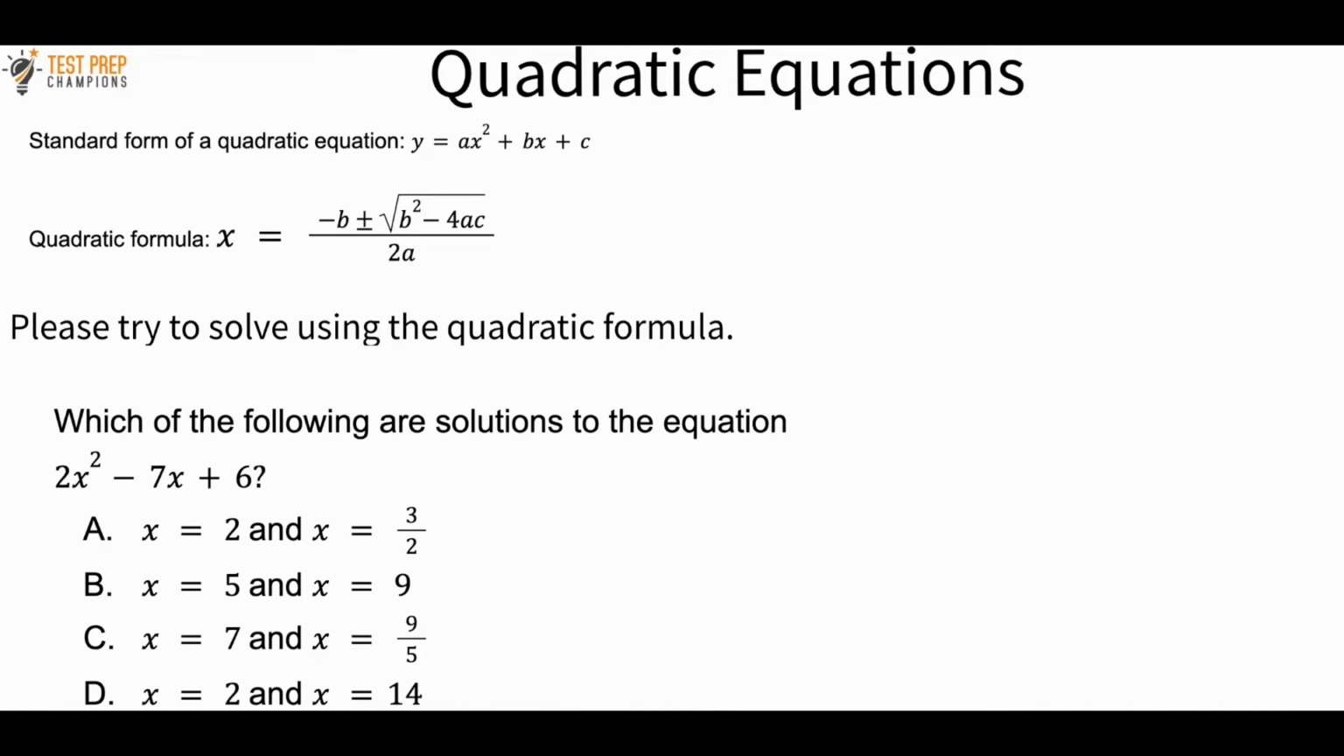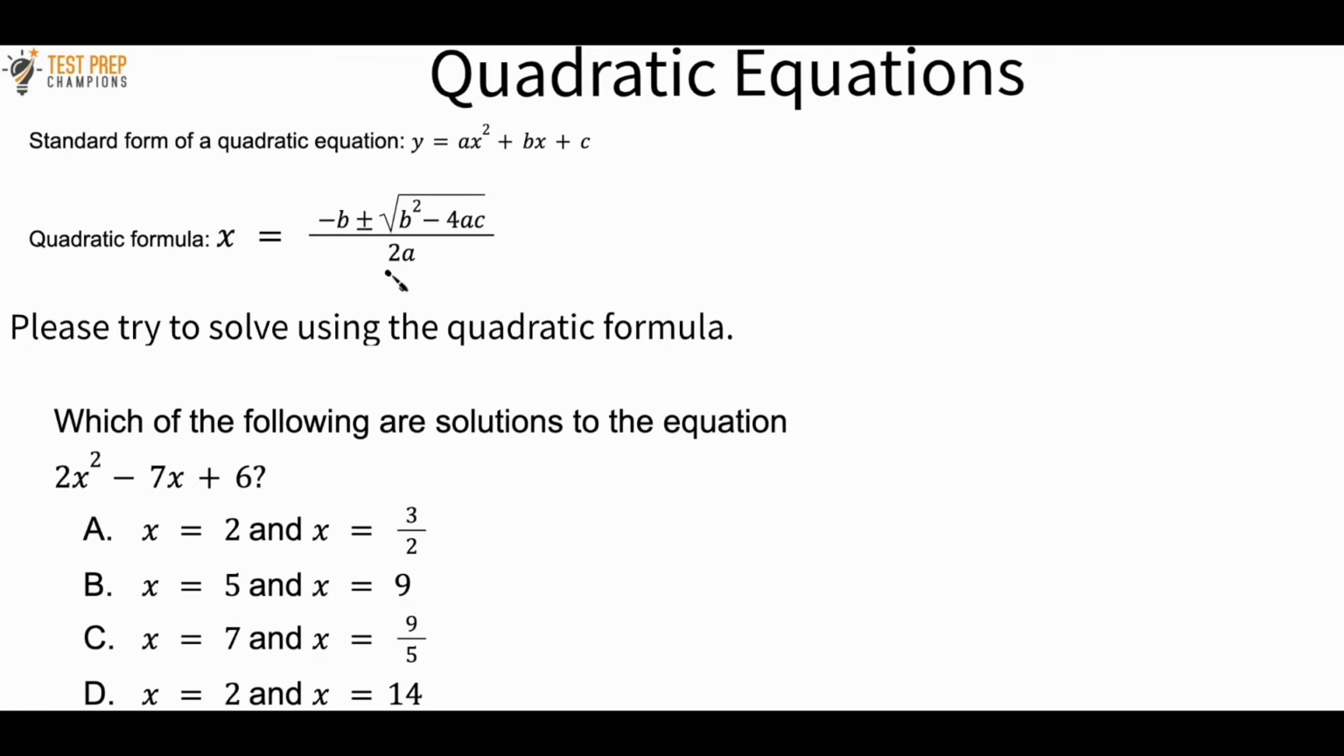So my two solutions here are x equals 2 and x equals 3 over 2, so A is the correct answer here. So this time, let's solve which of the following are solutions to the equation 2x squared minus 7x plus 6 using the quadratic formula. Please try this if you'd like to. Let me give you a chance to pause the video and try it using the quadratic formula. And if you get stuck or aren't sure how to do it, don't worry about it, because we're just going to go over the answer.